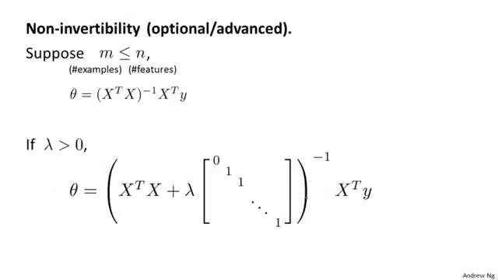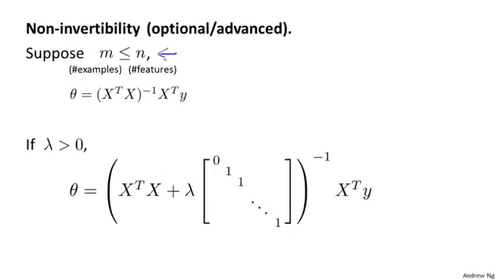So finally, I want to just quickly describe the issue of non-invertibility. This is relatively advanced material, so you should consider this as optional, and feel free to skip it, or if you listen to it and parts of it don't really make sense, don't worry about it either. Earlier, when I talked about the normal equation method, we also had an optional video on the non-invertibility issue. So this is another optional part that's sort of an add-on to that earlier optional video.